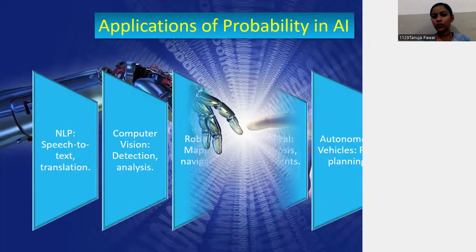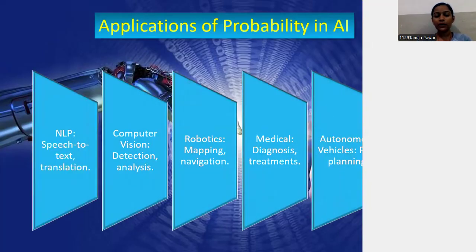Then the applications of probability in AI. There are some applications. The first one is NLP, which is natural language processing. It converts speech to text and translation. Then computer vision for detection and analysis. Robotics is mapping and navigation in AI. Medical diagnosis, like cancer treatment, laser treatment. Autonomous vehicles, like planning for the future.